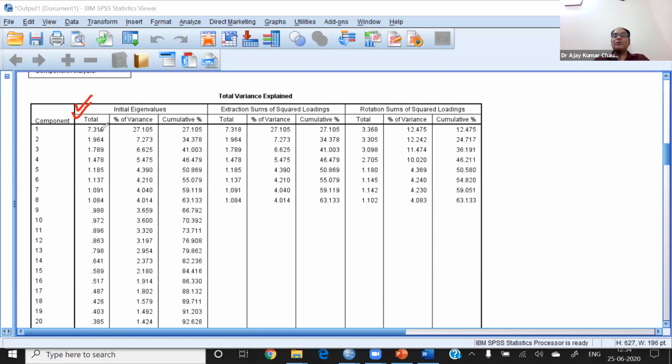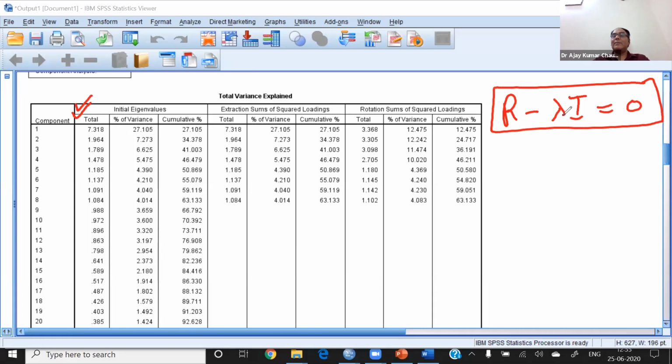If you want to know how these eigenvalues are calculated, this is the equation which is used to calculate the eigenvalues. Here R is the correlation matrix, lambda is the eigenvalue, and I is the identity matrix. The roots of this equation, where lambda is a constant, are the eigenvalues. We can see that the first eigenvalue is very high, and all other eigenvalues are slightly less. Now if I divide this 7 point by the sum of the eigenvalues, we will get 27%.